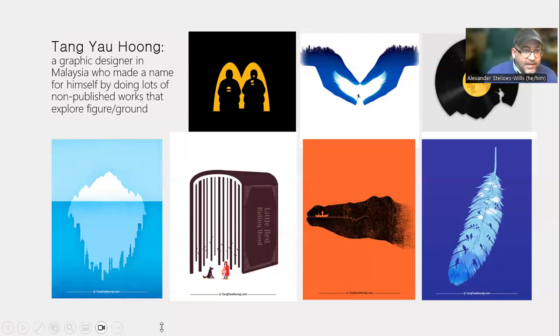So like the iceberg, but then it's also, see, here's the cityscape, or the two figures make the McDonald's, or the lines of the book are the lines of the pages, but then they become the trees that Red Riding Hood is in, or the crocodile or alligator and then the guy's fishing, right? Or also how the lines here are the negative space, but then they become the positive of branches that the birds are on. These are all pretty clever.